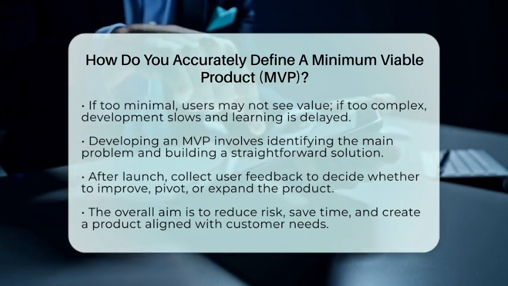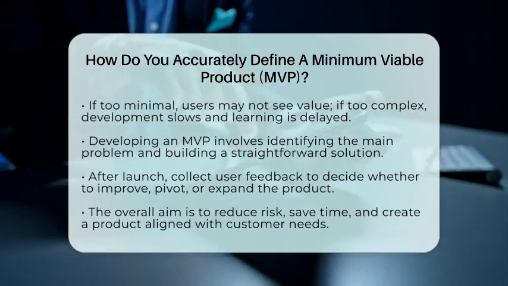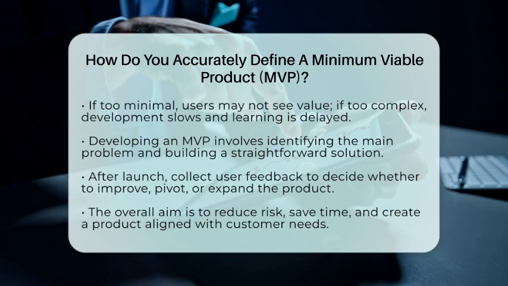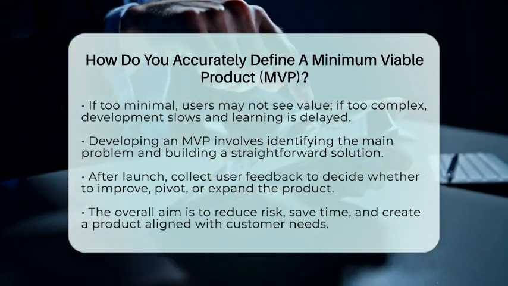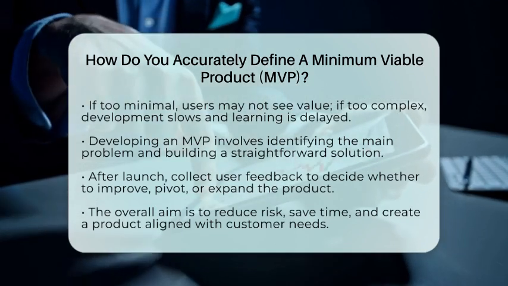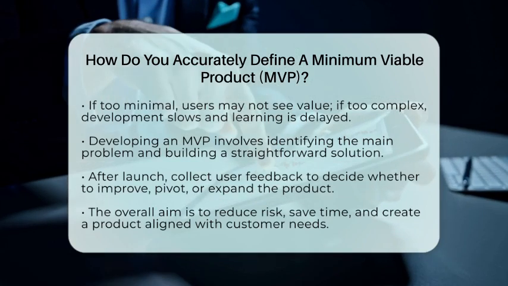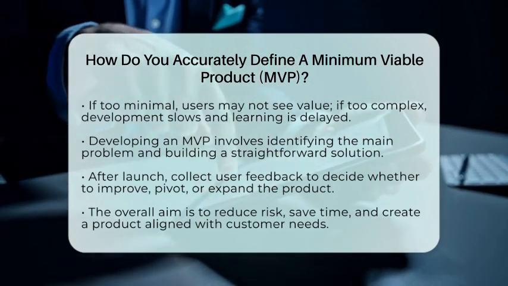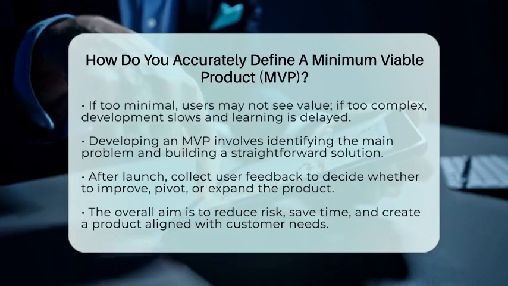Once the MVP is out, the real work begins. Collect user feedback, see what works and what doesn't, and then decide whether to improve, pivot, or scale. This process saves time, reduces risk, and helps you create a product that truly meets customer needs. Remember, the goal of an MVP isn't to be perfect but to be enough to learn what your customers want and need. That way, you can build smarter, not harder.